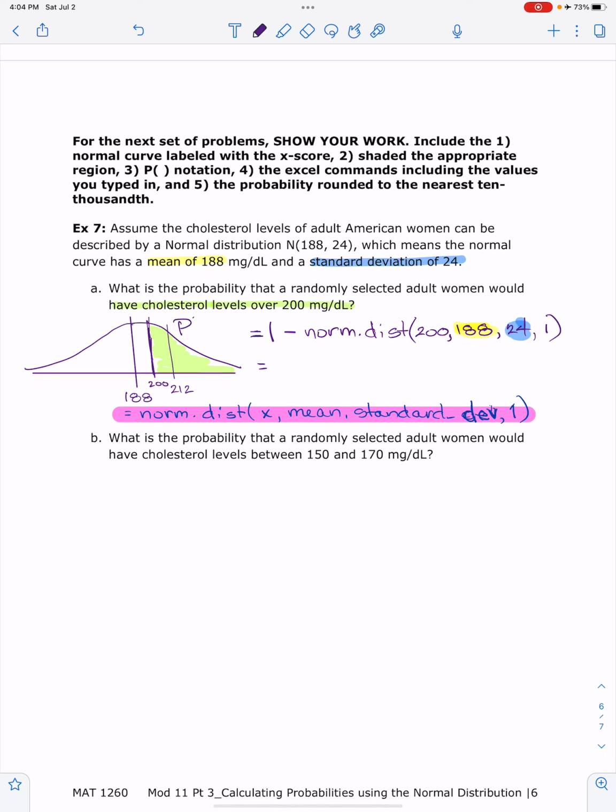When I enter this into Excel, ooh, you know what? I forgot. I found the probability that x is greater than 200. I get 0.03. No, I don't. I get 0.3085.